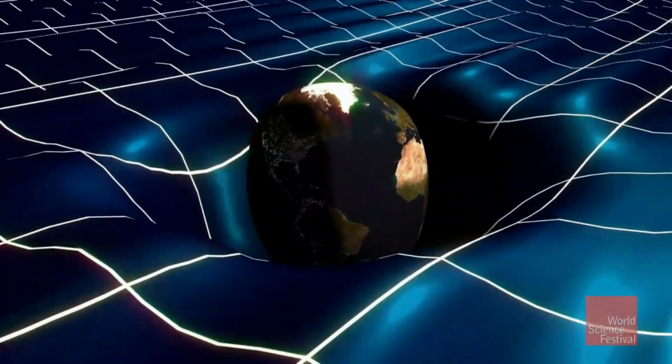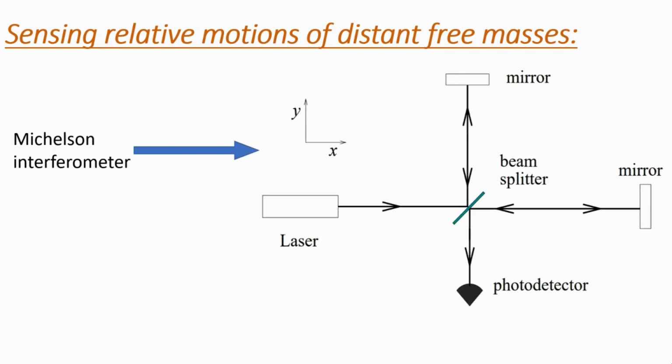Those stretches and squeezes are just of the order of a fraction of a nuclear diameter. And that is pretty challenging for us humans to detect such tiny variations. And that's what our LIGO team did in 2015, which is pretty remarkable in the history of science. They used a prior concept, the Michelson interferometer.